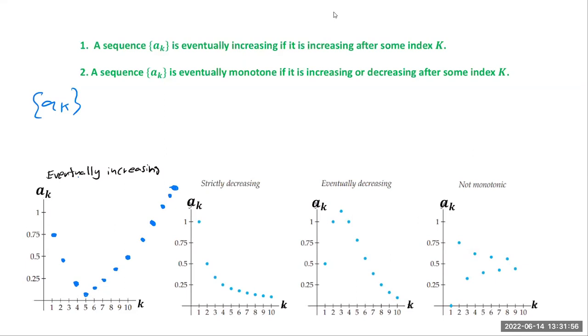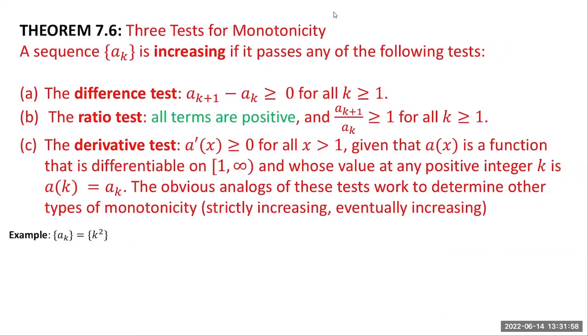All right, let's move on. The next thing I want to talk about is 3 tests for monotonicity. I'm going to talk about 3 tests that we can use to determine the monotonicity. Here is the first part of the theorem. A sequence a_k is increasing if it passes any of the following tests.